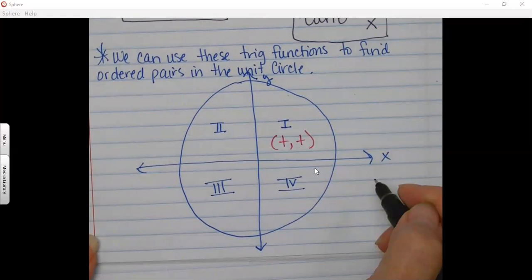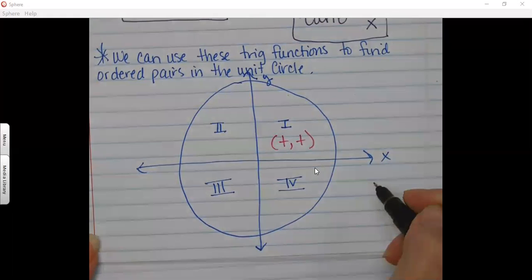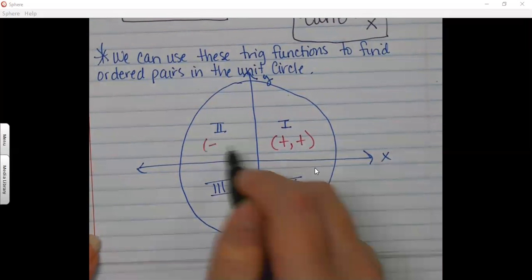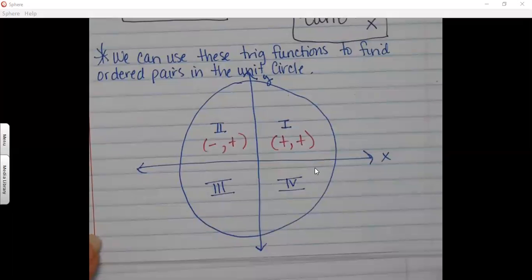What about quadrant 2? Is your x positive or negative? Negative. What about your y? Positive. Quadrant 3, your x is negative and your y is negative. Quadrant 4, your x is positive and your y is negative. Boom.